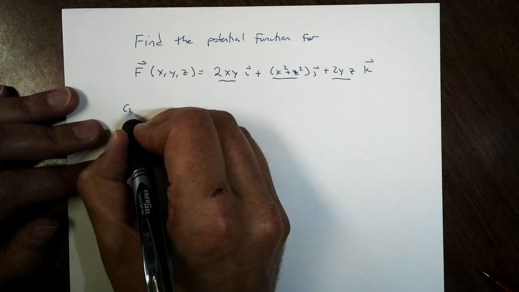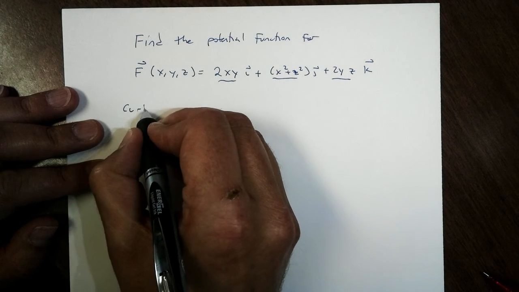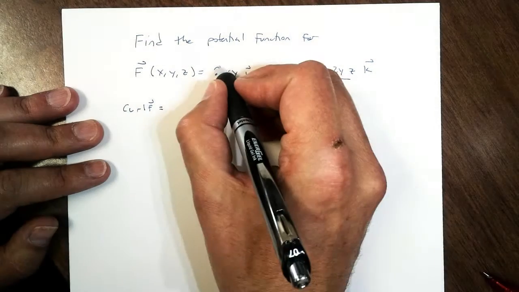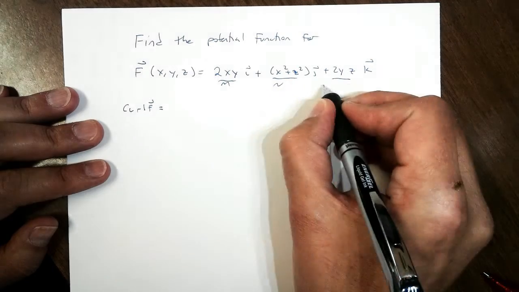Now remember, to find out if we can find a potential function, the first thing we have to do is find the curl. And we have that rule right here. It's M, N, and P.